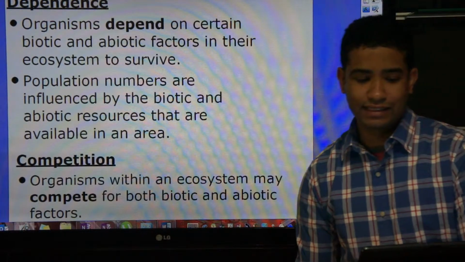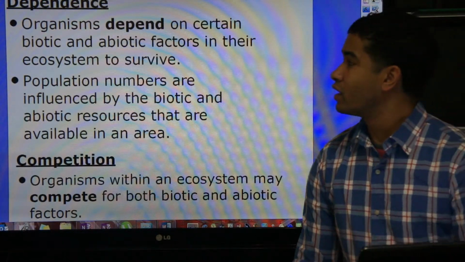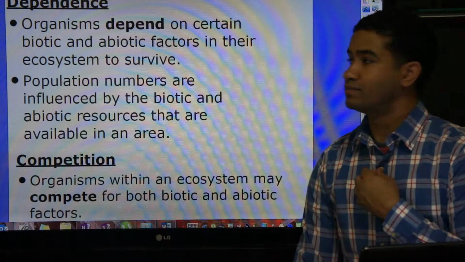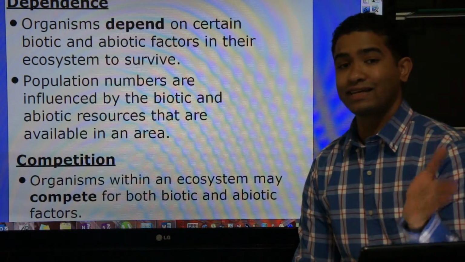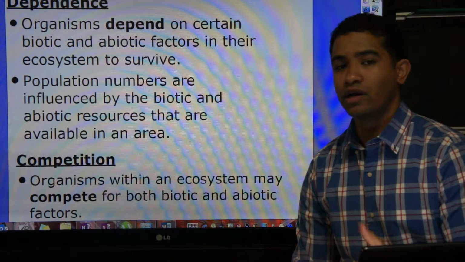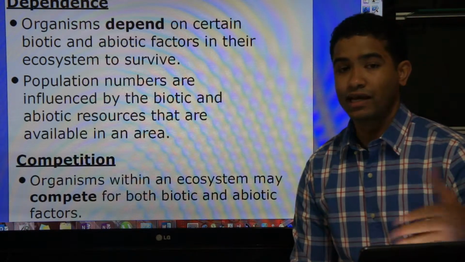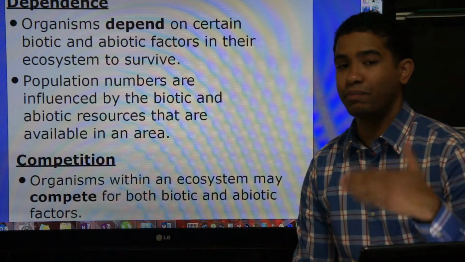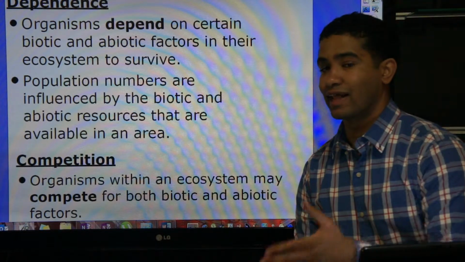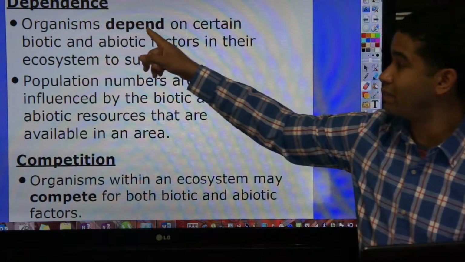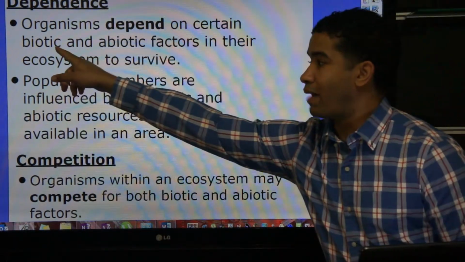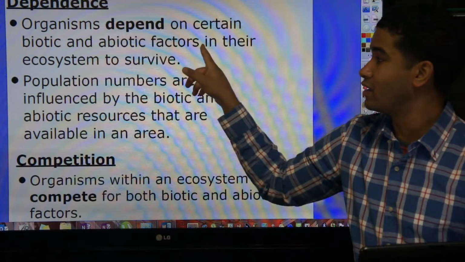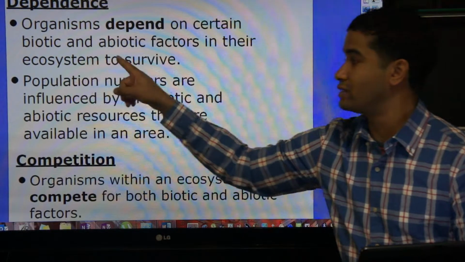Alright, dependence. So the word dependence is like if you depend on something. You passing the class depends on you getting good grades on your assignments, getting good grades on your tests, and you getting good grades on your tests depends on you studying and listening in class. So organisms depend on certain biotic, living things, and abiotic, not living things, factors in their ecosystem to survive.